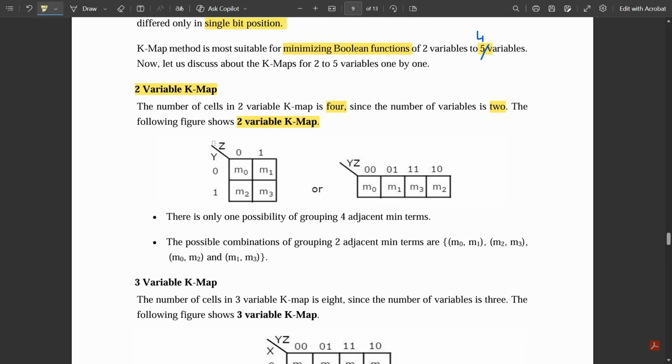The following figure shows the 2 variable K-map. The two variables in this case are y and z. For z we are using 2 bits, either 0 or 1 in binary. So it is written 0 1 here, and here for y also 0 and 1. These are the min terms or max terms used to represent each cell. So here it is m0, m1, m2, m3. You should see the positioning very carefully. m0 is kept here, that is 0 0. Then the next position is 0 1, that is m1. Then 1 0, m2, then 1 1, m3. In this way you can represent each instance.